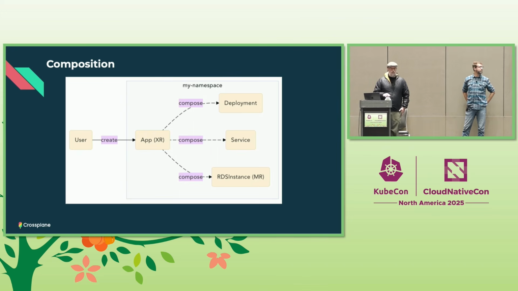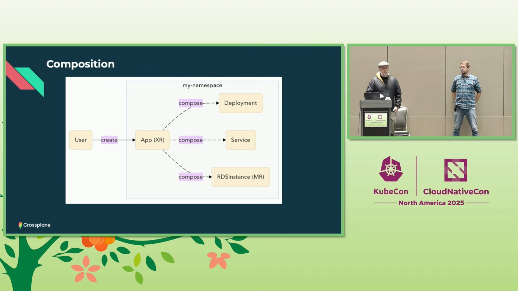And as the name implies, the way that XRs work is through a process called composition, which effectively just means it's an abstraction on lower level concepts. In this case, the app is composed of a deployment, a service, and an RDS instance. So when a user self-services by creating an app, Crossplane's going to go and make these underlying things. Again, if you've used IaC tools or Helm, this will all be pretty familiar to you as a pattern, but the big difference with Crossplane is this is all happening in a controller, and you don't have to write that controller yourself.